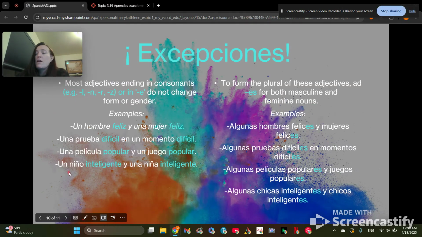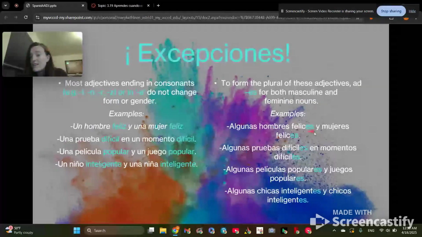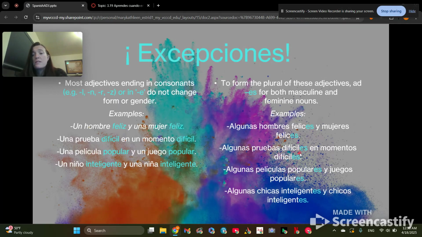Okay, it wouldn't be a language without some excepciones. Most adjectives ending in consonants, like L, N, R, Z, or in E, do not change form for gender. Un hombre feliz, una mujer feliz. You can look through all of these and see how the endings don't change whether they are describing feminine or masculine things. To form the plural of these adjectives, add es for both masculine and feminine nouns. Algunos hombres felices y mujeres felices. Algunas pruebas difíciles en momentos difíciles. All of them just add an es.